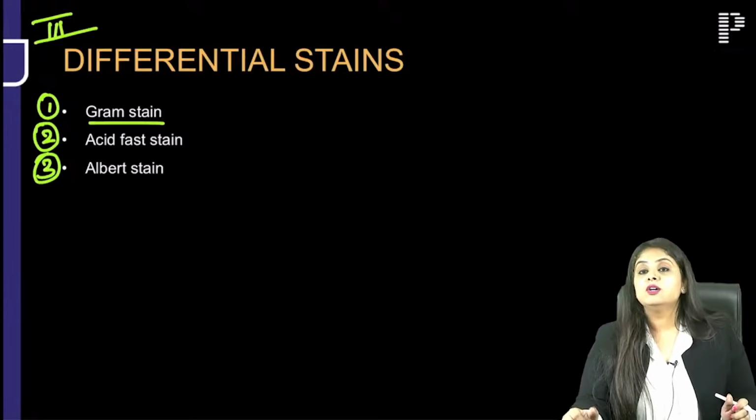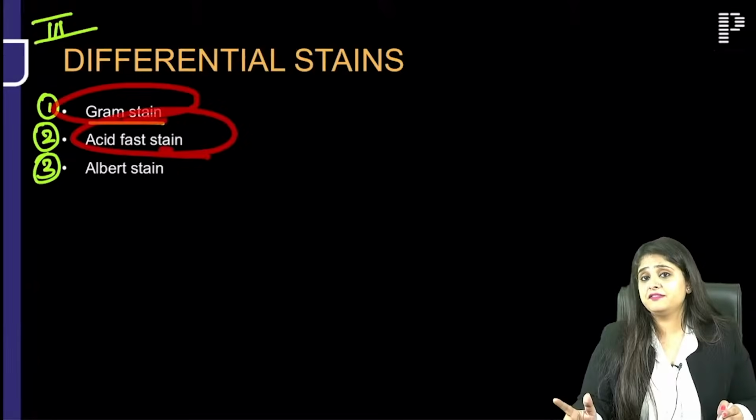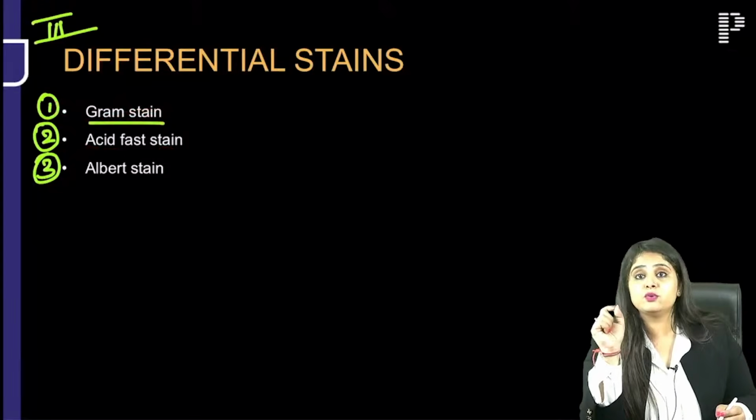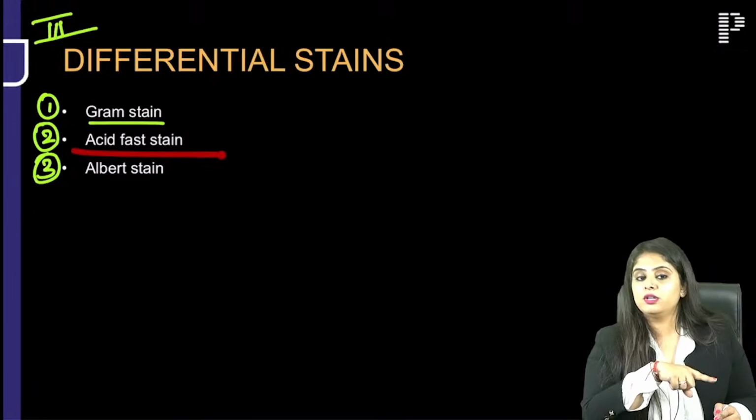Yeah, now it's better. Who discovered the Gram stain? It was H.C. Gram. Very good. Who discovered the acid-fast stain? Be very cautious of what I've asked you. Who discovered the acid-fast stain? Discovery was done by Paul Ehrlich.